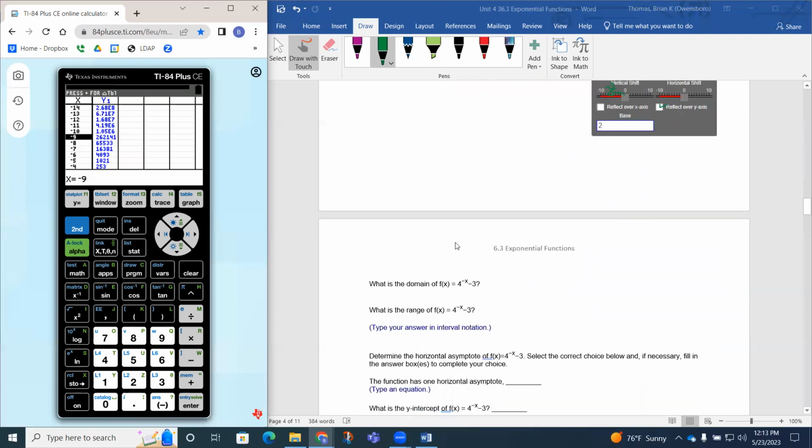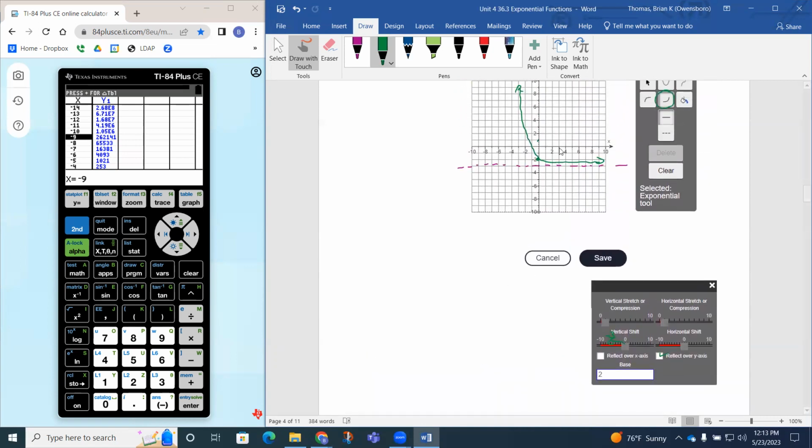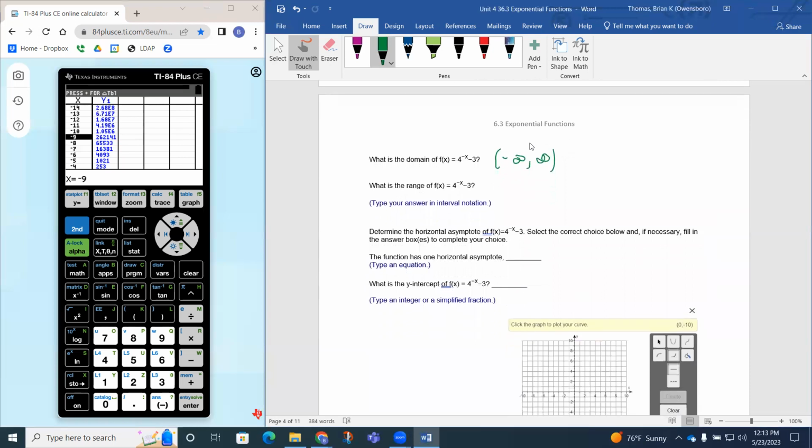Our domain for this function, again, there aren't any domain restrictions, so it's still just negative infinity to infinity. But notice how the range has a boundary at negative 3. Our graph is above negative 3. So negative 3 is my boundary, and we can't include it. So we have a parenthesis there for an open boundary, and then it does go to infinity.